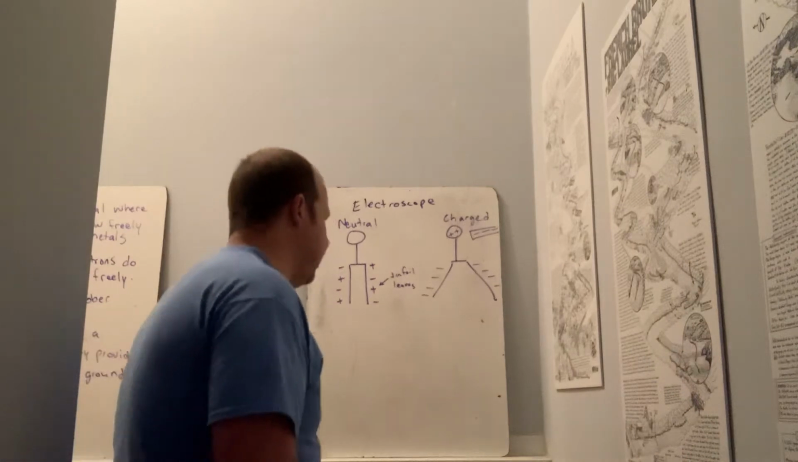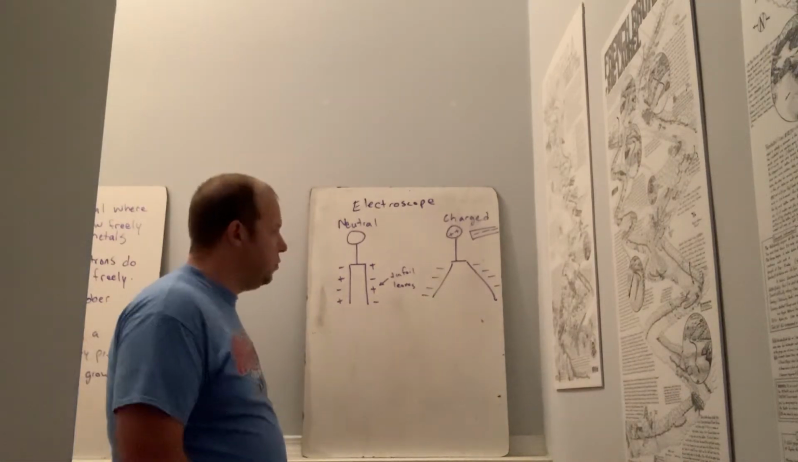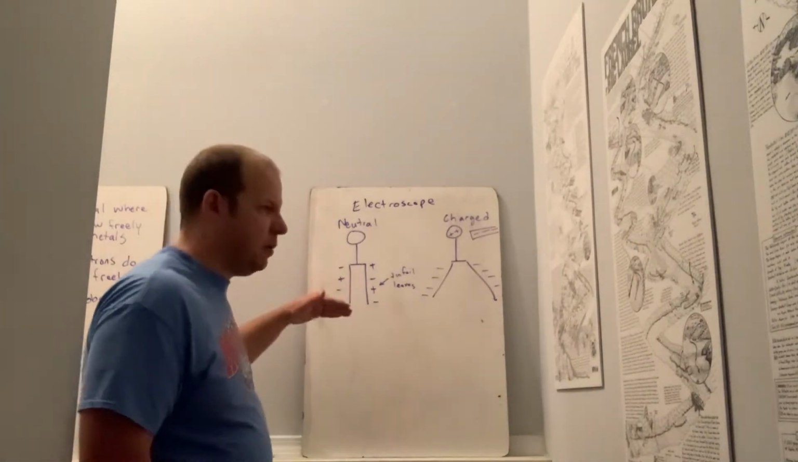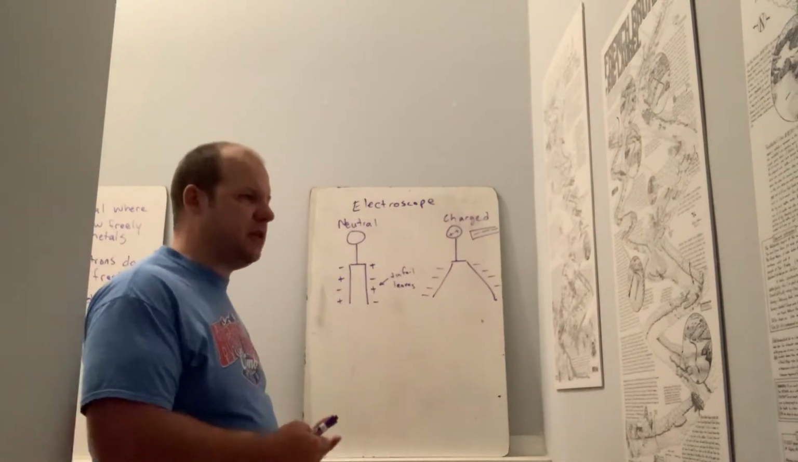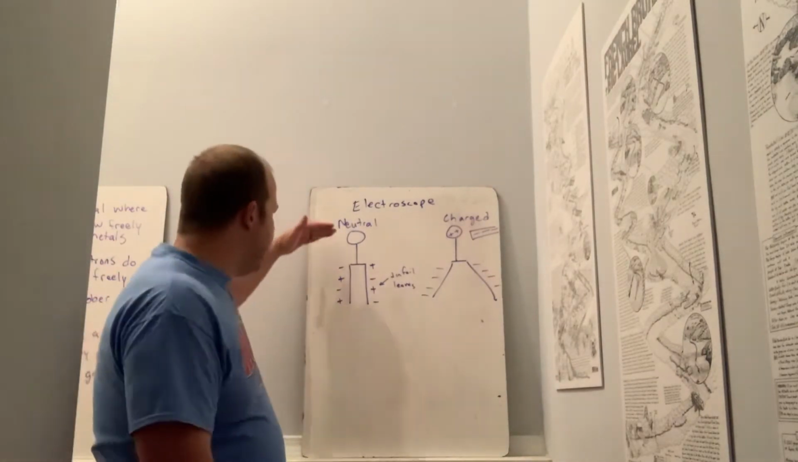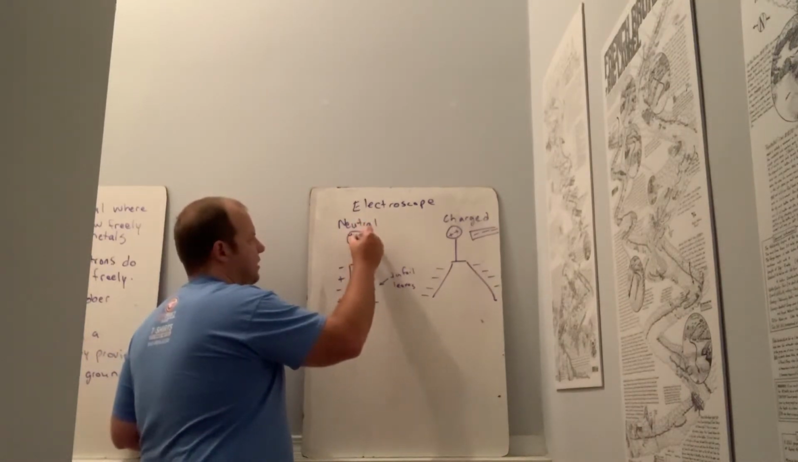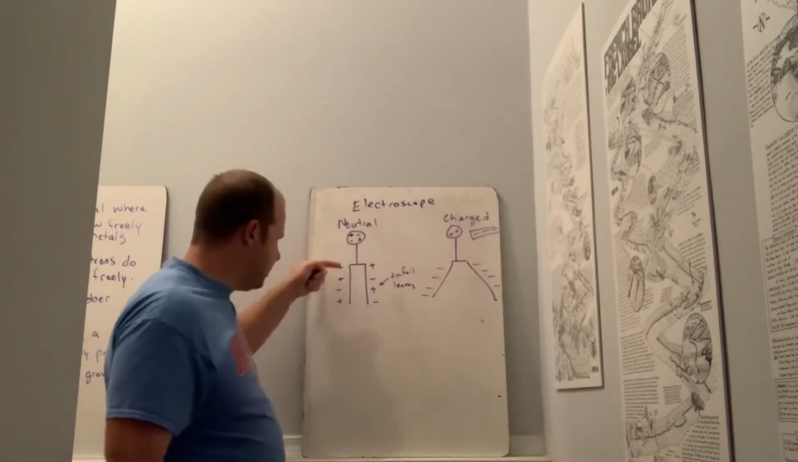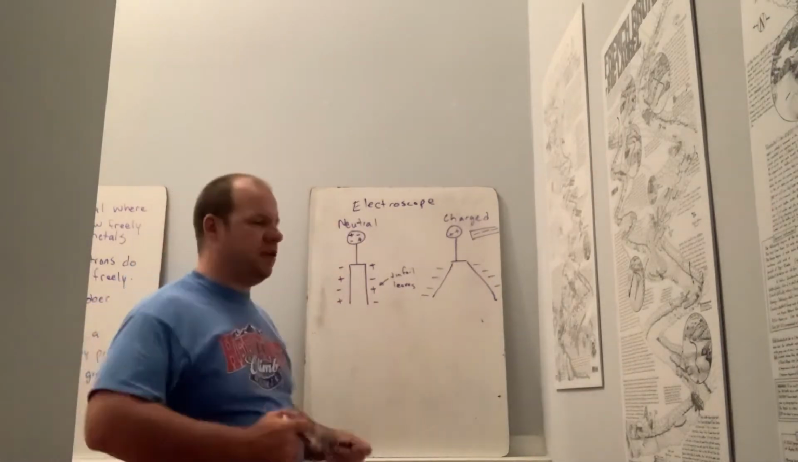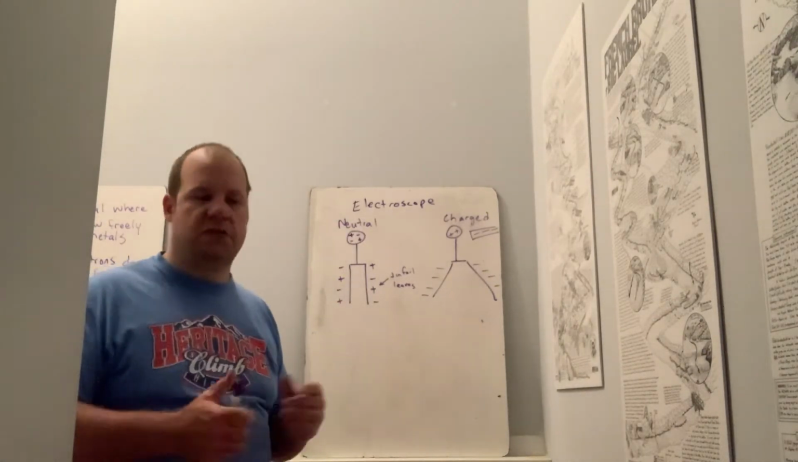So the one on the left here is what we call a neutral. And we can think about what it looks like to be neutral. A neutral just means you have an equal number of charges, and the charges are equally spaced out. Positives and negatives over here, and positives and negatives down the line. Everything's spaced out, everything's equal, nothing's going on.